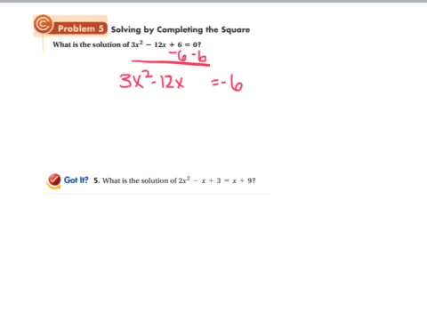The second thing you need to make sure of is that your coefficient on x squared is 1. So now we are going to divide everything by 3, to get x squared minus 4x equals negative 2.